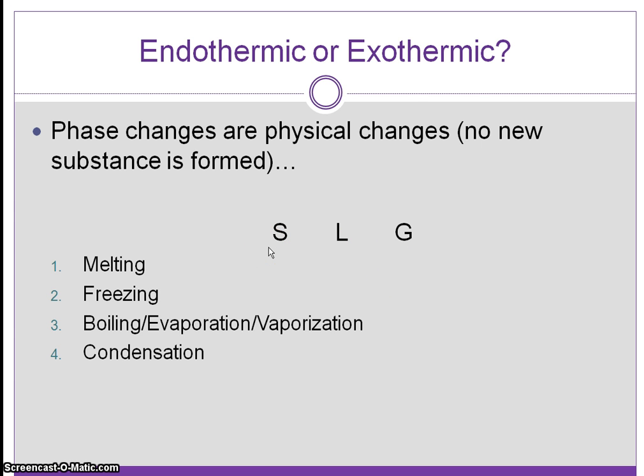So basically, anytime you go to the right on this picture, it's endothermic. If you go to the left, it's exothermic. So melting is endo, freezing is exo, boiling is endo, you put heat into it, and then condensation is exothermic. And if you blank out on the test, I would just sketch out this little picture, SLG, draw your arrows, and know that to the right is endo, to the left is exo.